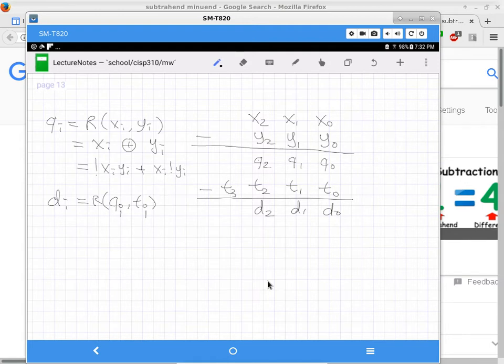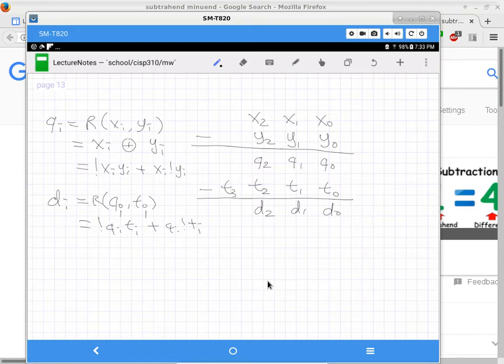But we know what R is already, don't we? So we know how to express that in logic gates. Oh, this one is easy too. So it is not Qi or Qi not Ti. Not a big deal. So once again, the tricky ones are the borrow bits. So the tricky ones are the T's. T0 is given. That's an input pin. So let's figure out what is T1. Or what is Ti in general?